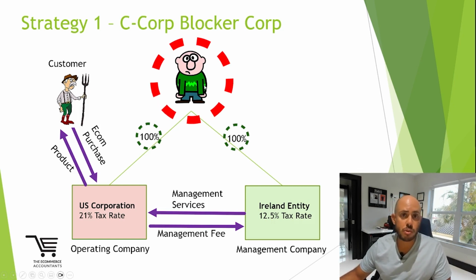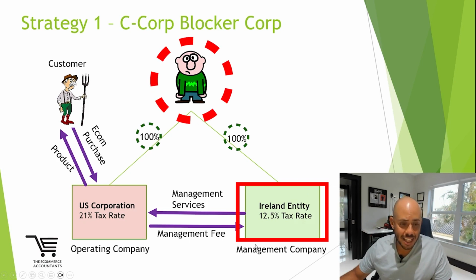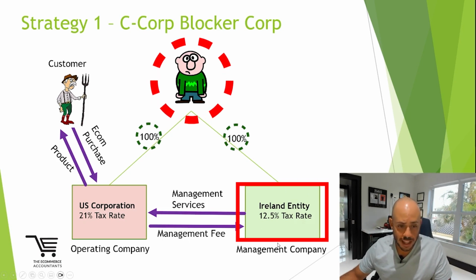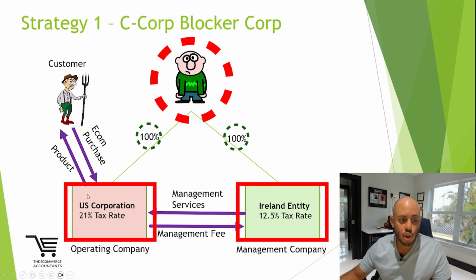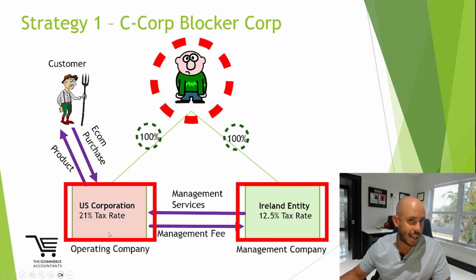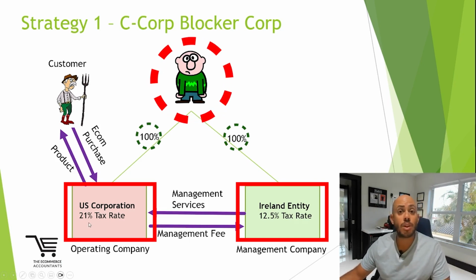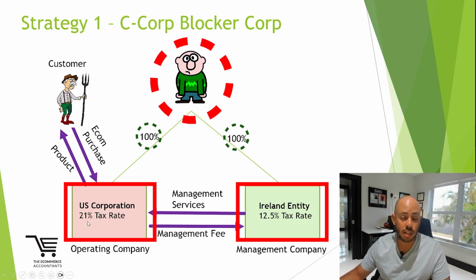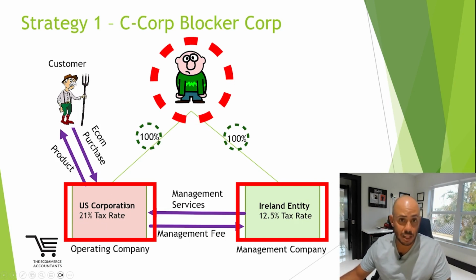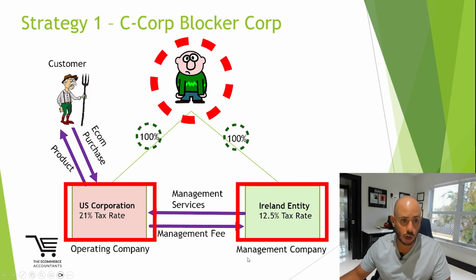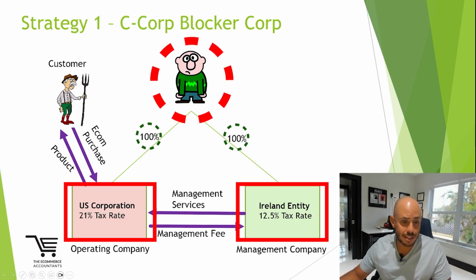They own 100% of two separate entities. One would be an entity in their foreign country, in this example is in Ireland, and one would be a U.S. corporation, not an LLC, a U.S. corporation, or an LLC with a C corp tax election. It has to be taxed as a U.S. corporation. That's immensely important for this structure to work. So this entrepreneur will own 100% of both entities.